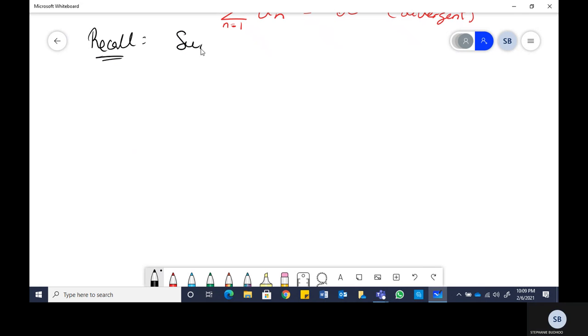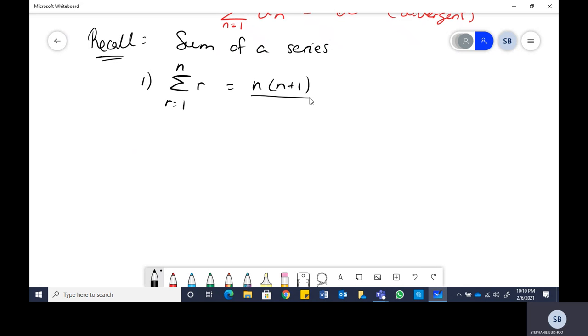You guys had some basic sums to recall in lower 6, and they go as follows. Standard recalls: the first one, if you are finding the sum of a function just in r going from 1 to n, then it's given by n(n+1) all over 2. Second one, if you're going from r equals 1 to n of r squared, then that's given by n(n+1)(2n+1) all over 6.